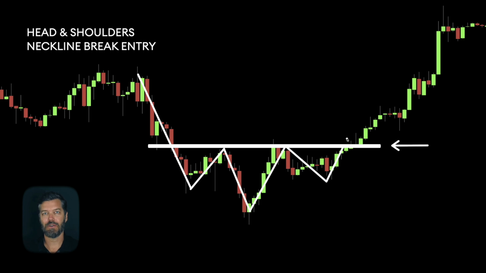This is when you'd take a long entry, as the uptrend is now confirmed. Now, let's move on to the second variation of this strategy.